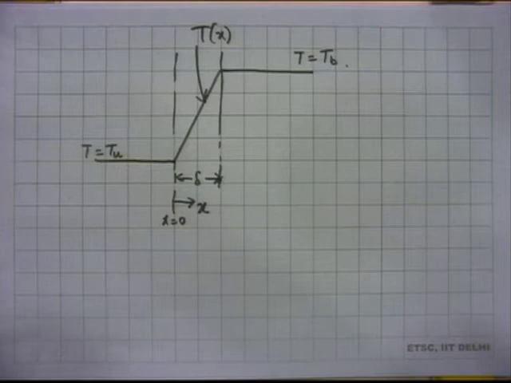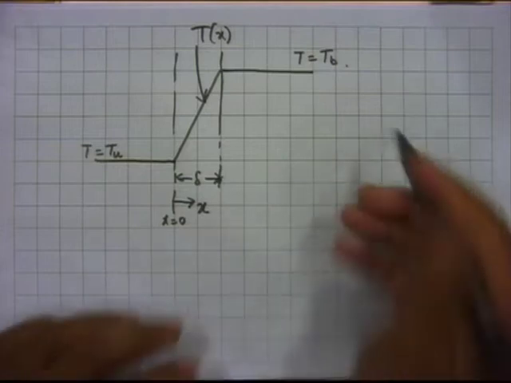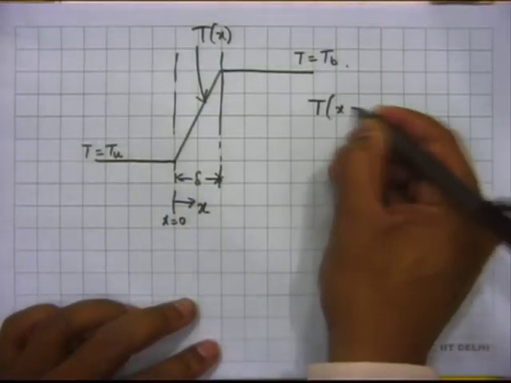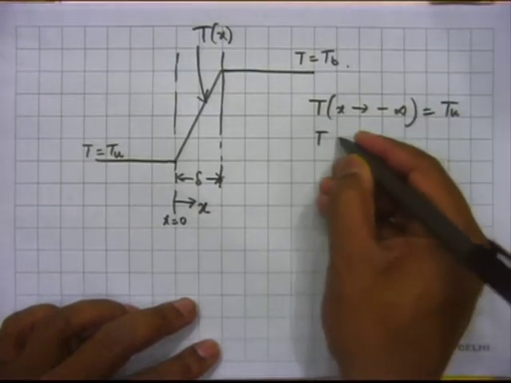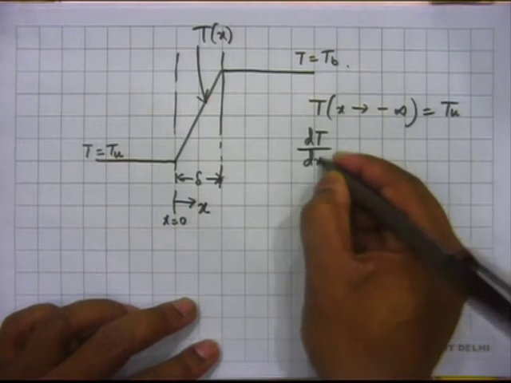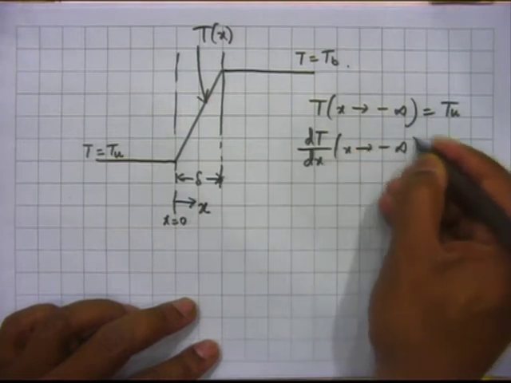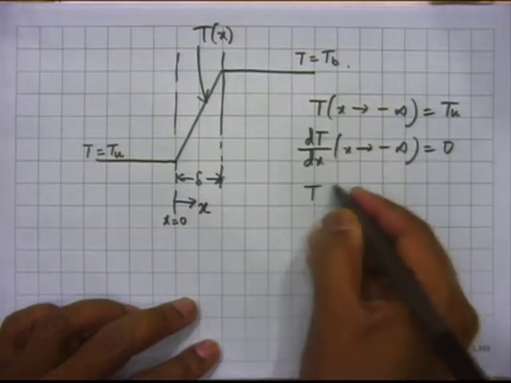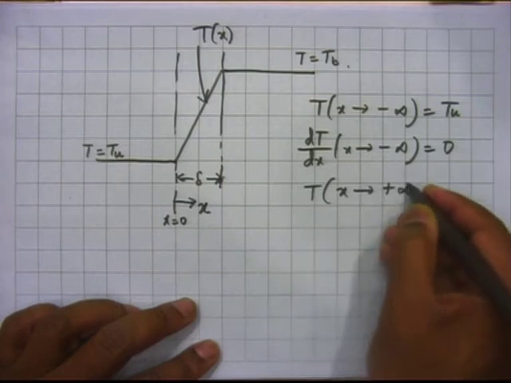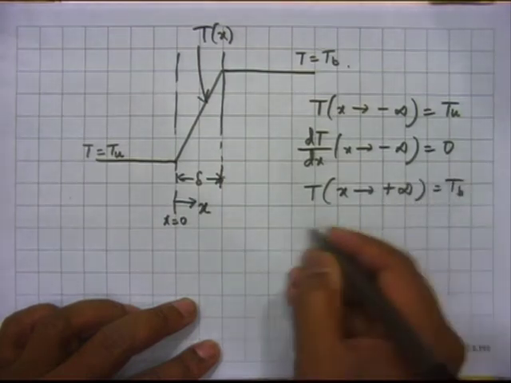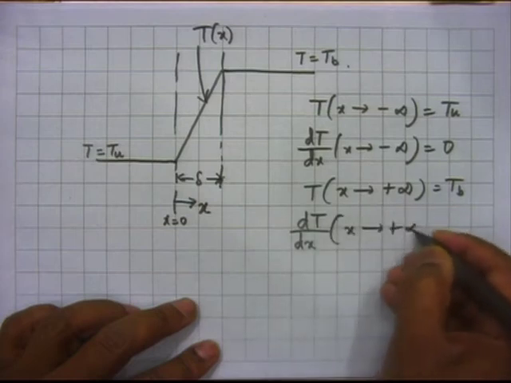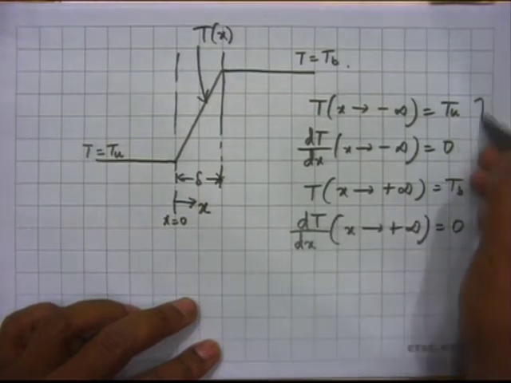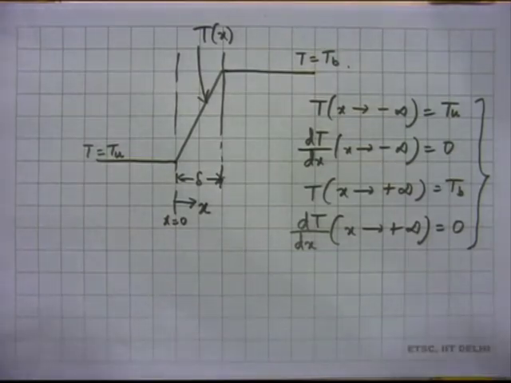Now, before we integrate, let me write the boundary conditions also. Temperature as x goes to minus infinity is T u, temperature gradient dT/dx when x goes to minus infinity is 0, then so you get things like this.